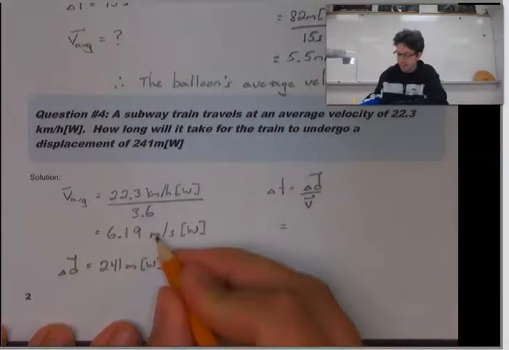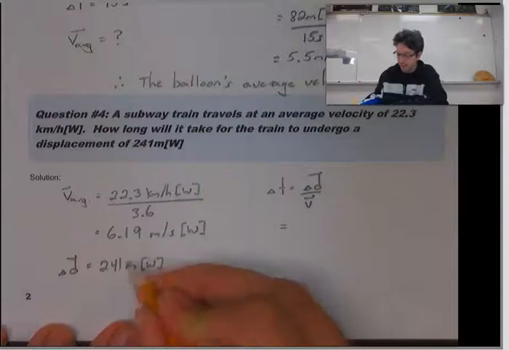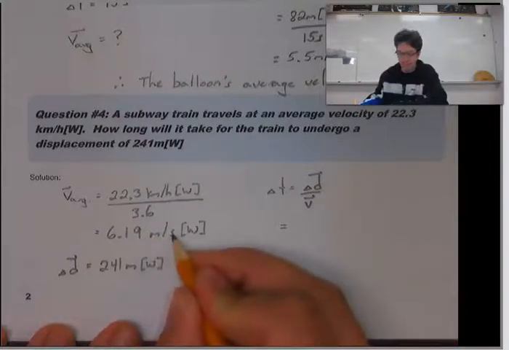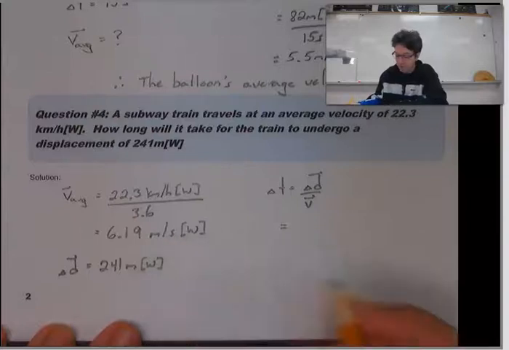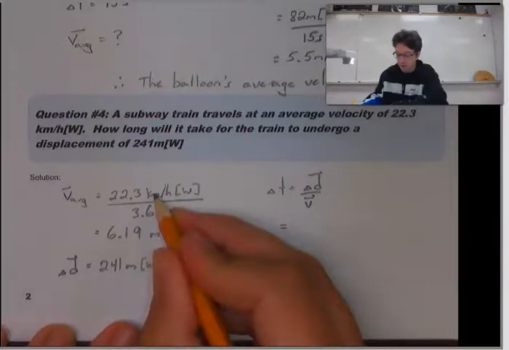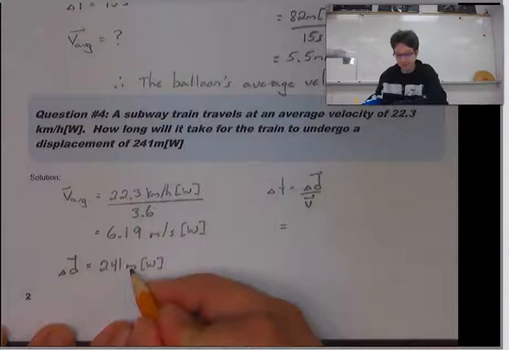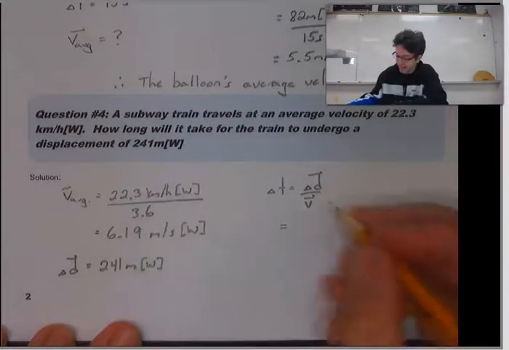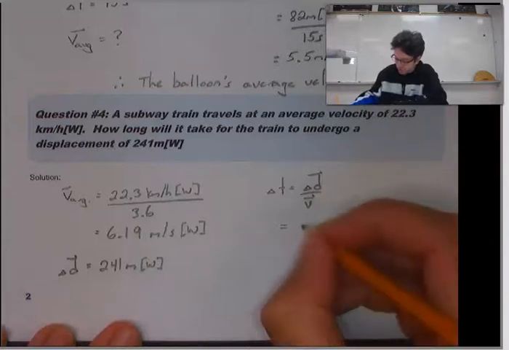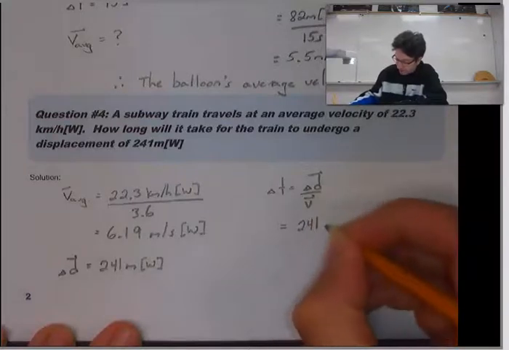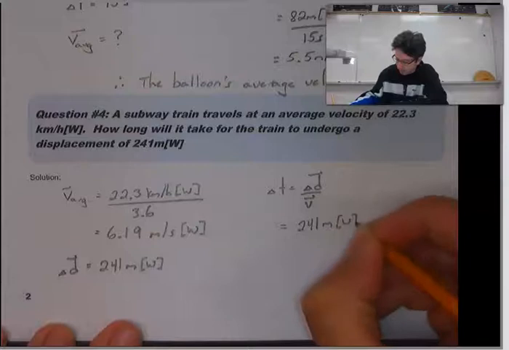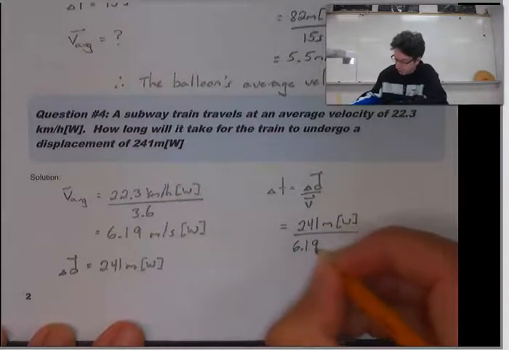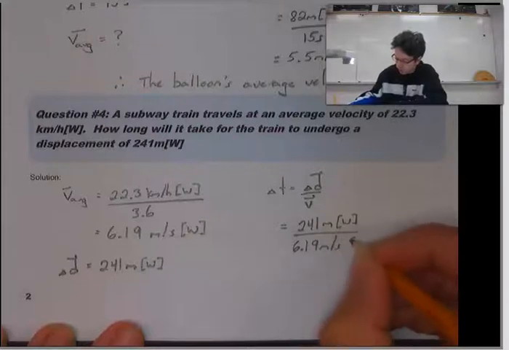Then we're just going to input our values. It's very important you input the one with meters per second. If you don't, kilometers doesn't cancel out with meters, and when we're dividing, we want them to cancel out. So our displacement is 241 meters west, and velocity is 6.19 meters per second.